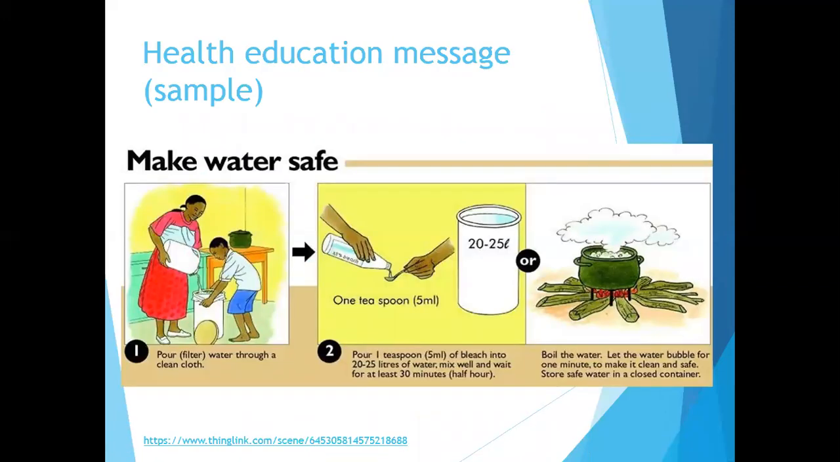So this is an example of education using a campaign and poster. I obtained it from a poster: make the water safe. For developing countries that don't have a clean water supply from the pipe, how do they make the water safe? Let's say they take water from a river or from a well, so they have to filter the water through a clean cloth. Then after that, they have to treat the water with chlorine or with a bleach.